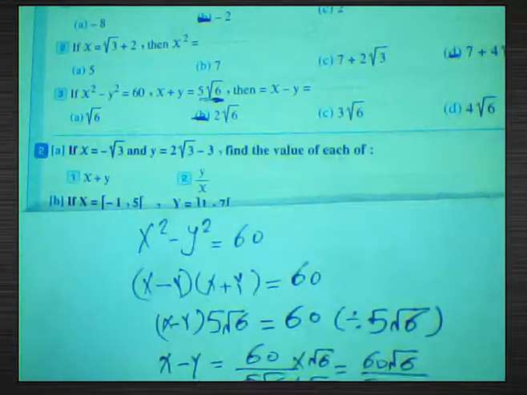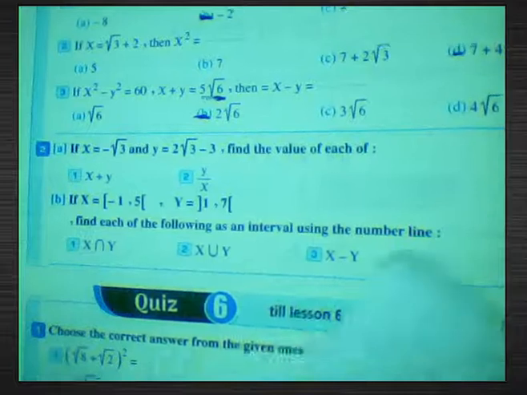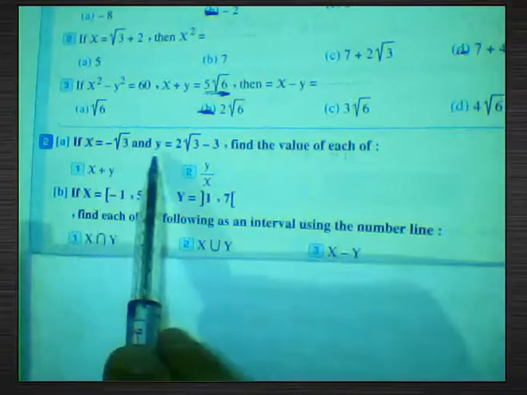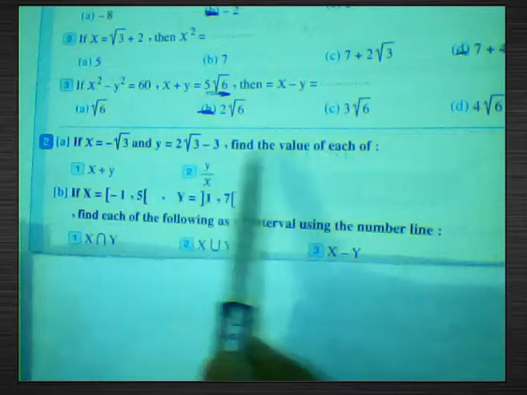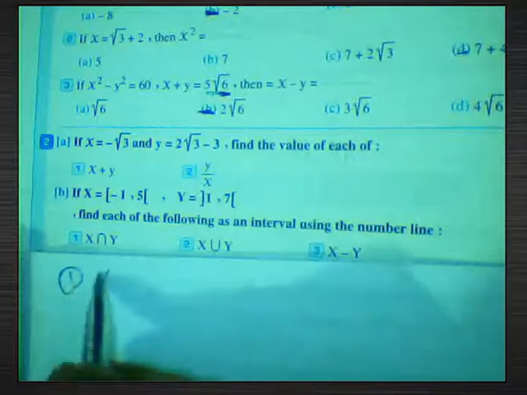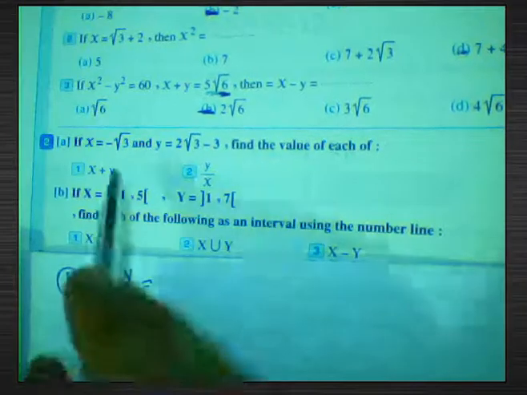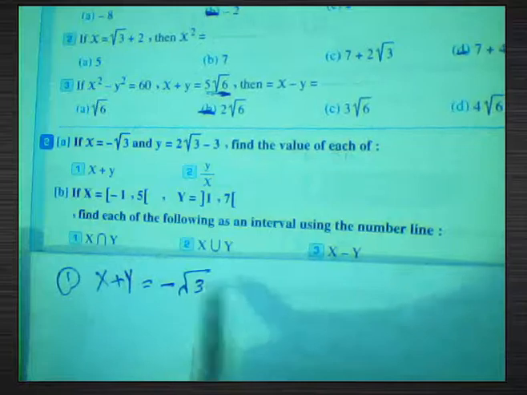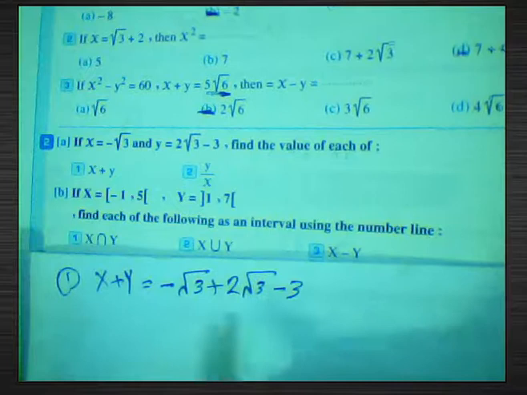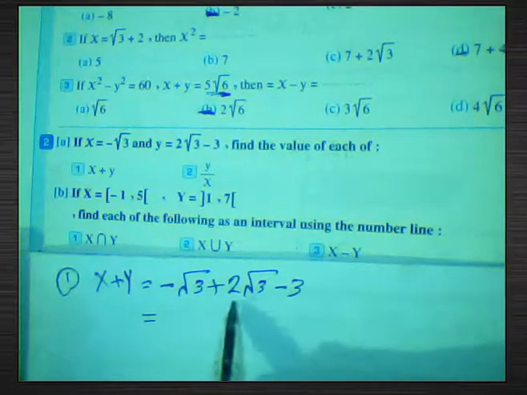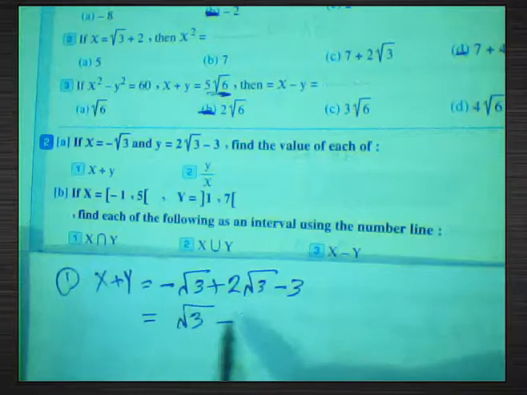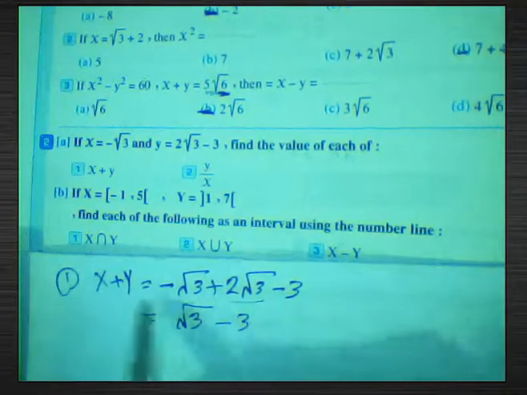Question number 2. Look with me here. Question 2. If x equal negative square root of 3 and y equal 2 square root of 3 subtract 3, find the value of each of x plus y. Number 1. x plus y equal negative square root of 3 plus 2 square root of 3 subtract 3. The result will be 2 square root of 3 minus square root of 3 equals square root of 3, negative 3. It's the result. Number 2.